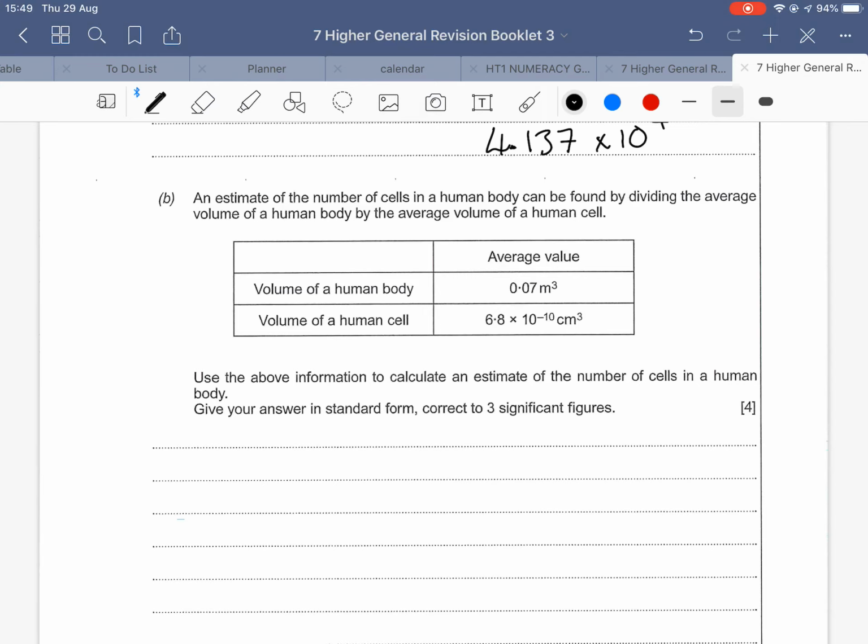Okay. B. An estimate for the number of cells in a human body can be found by dividing the average volume of a human body by the average volume of a human cell. So doing this divided by this. Again, I've got my calculator, so use it. Use the above information to calculate an estimate for the number of cells in a human body. Give your answer in standard form correct to 3 significant figures.